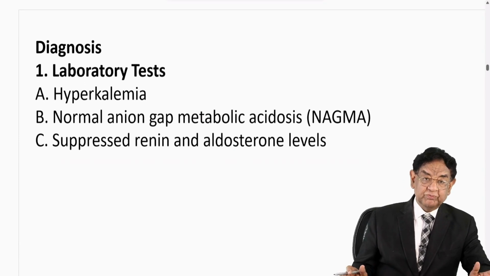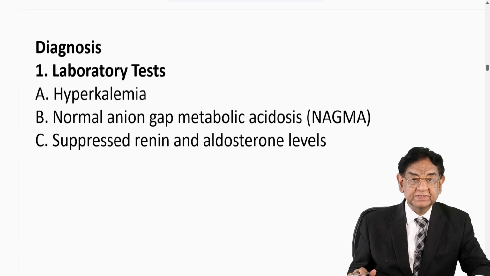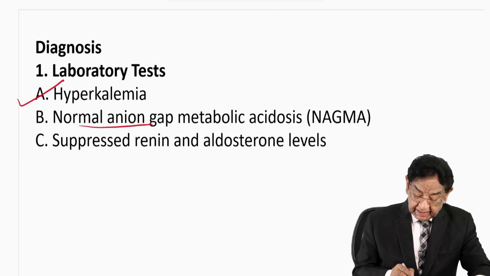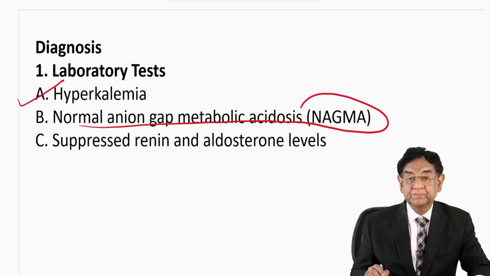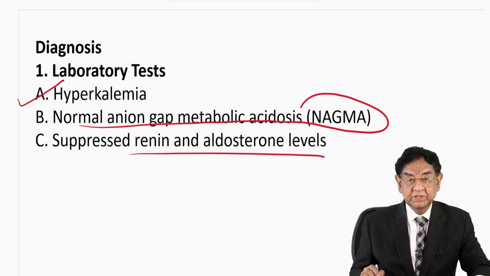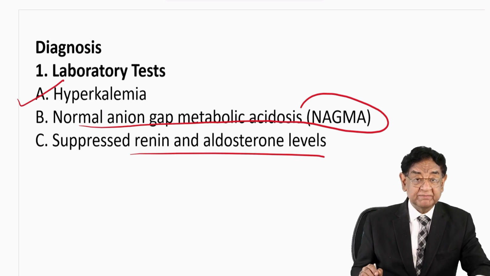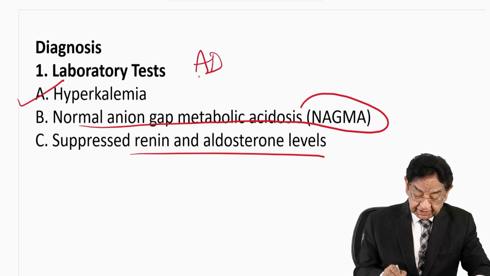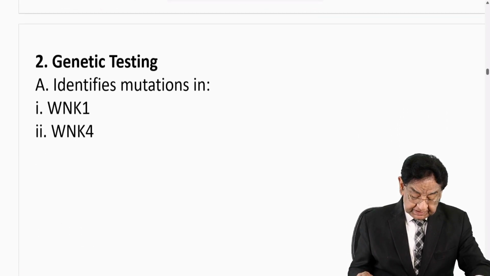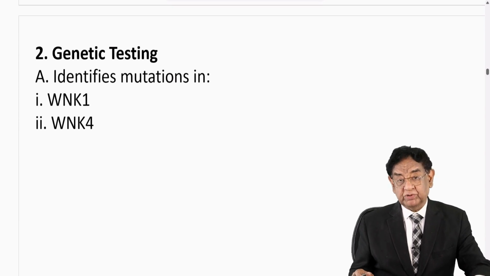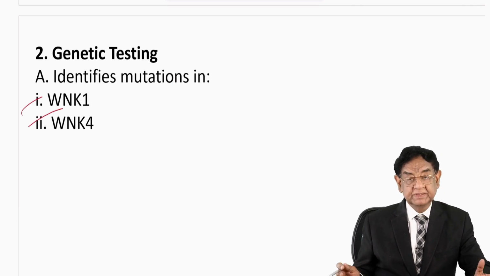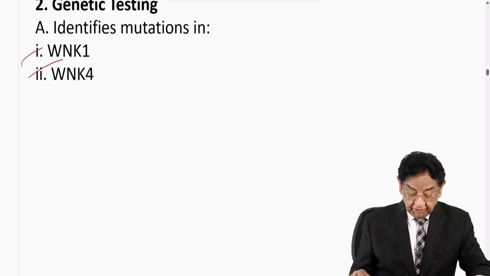So now how to diagnose? Well, you got a child of maybe 7 to 8 years. You will find hyperkalemia, normal anion gap metabolic acidosis, so-called NAGMA. Reason you know. Renin and aldosterone levels are both reduced. If these features are there and there is a family history, remember it's an autosomal dominant condition. A strong family history will be there. Genetic testing you have to do if you want to confirm that this is due to mutation of WNK1, WNK4, the genes which are causing this problem.